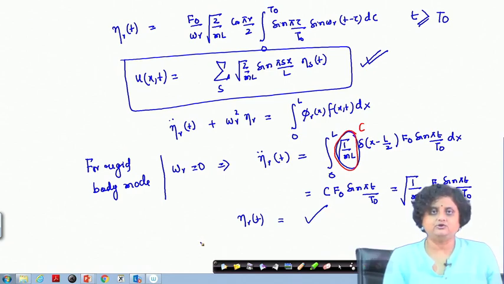In the next lecture we will move on to modal analysis of an Euler-Bernoulli beam undergoing bending vibration.